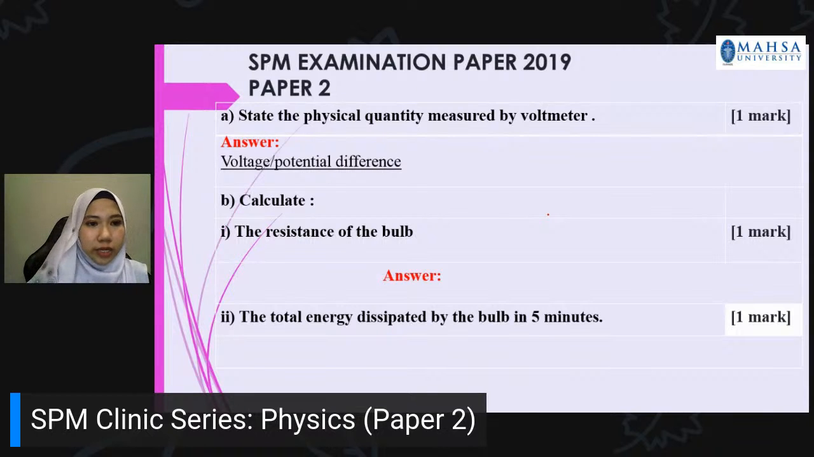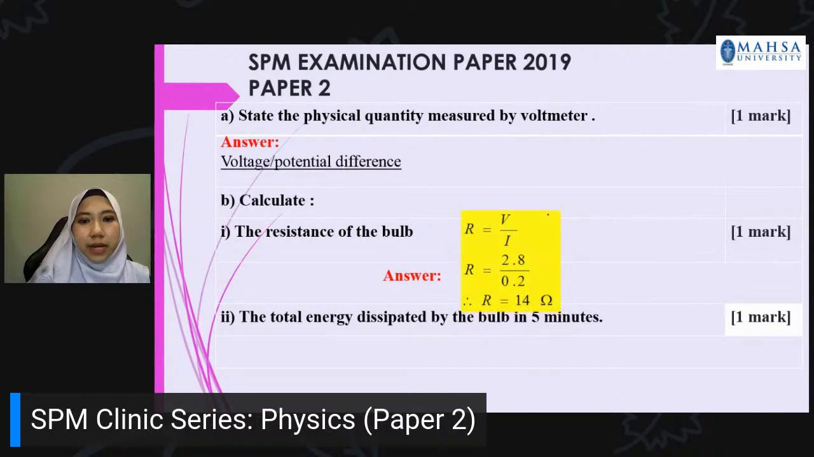Okay, next question. Calculate the resistance of the bulb. Yes, it is a straightforward question. Just substitute the values into your equation for Ohm's law, V equals IR.